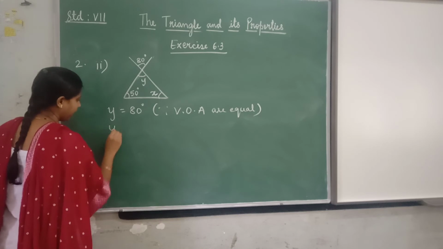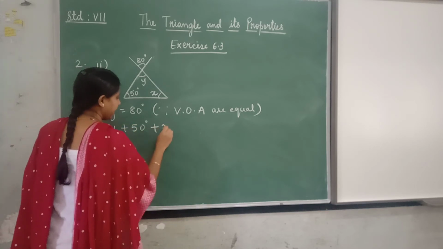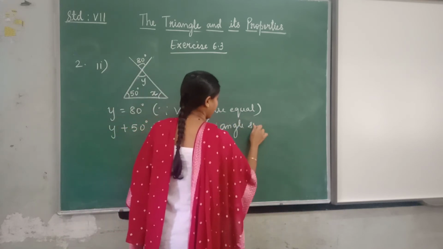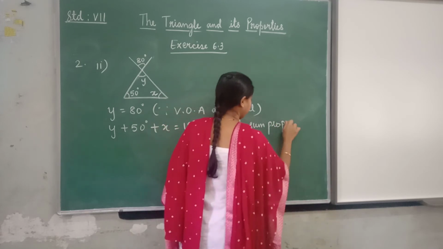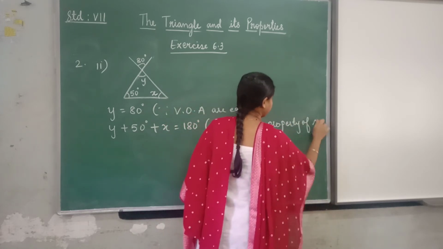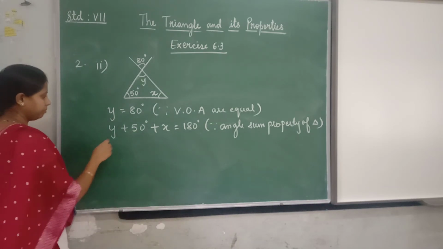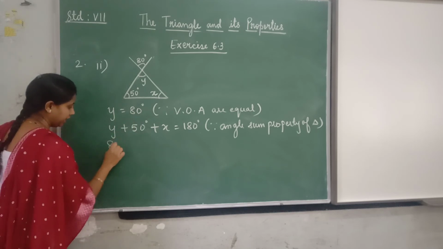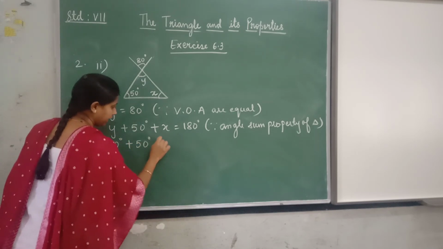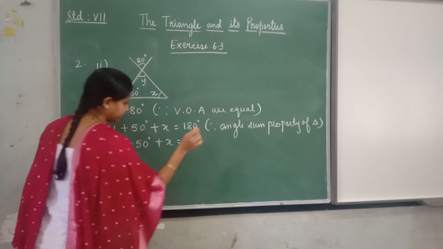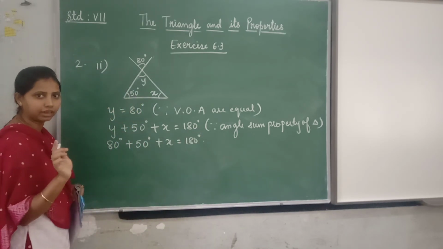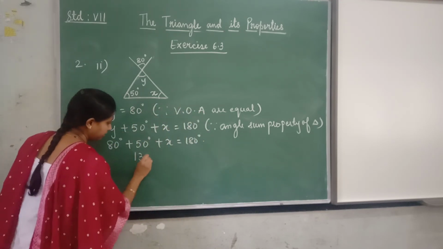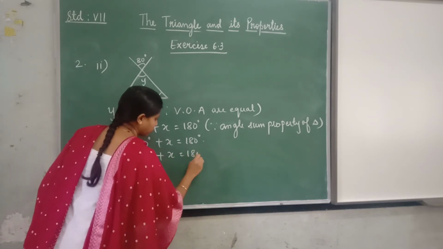So write y plus 50 degrees plus x is equal to 180 degrees, because of the angle sum property of a triangle. Okay. So we know y we have got as 80. So substitute: 80 plus 50 degrees plus x is equal to 180 degrees. You have to go through it stepwise. No direct answers. Reasons are very important. So 80 plus 50 is 130 degrees, plus x is equal to 180 degrees.